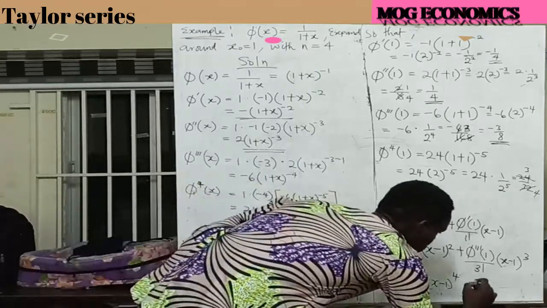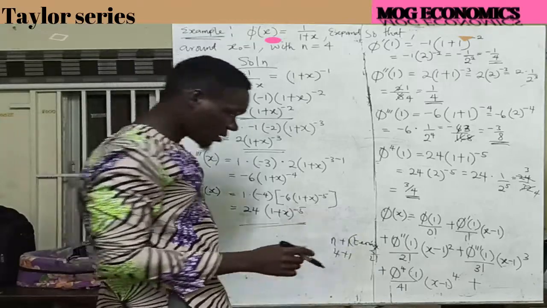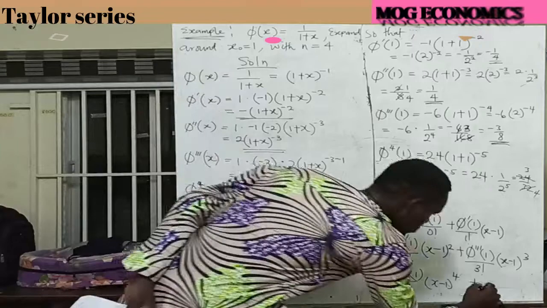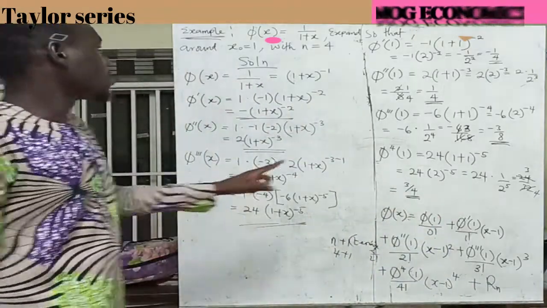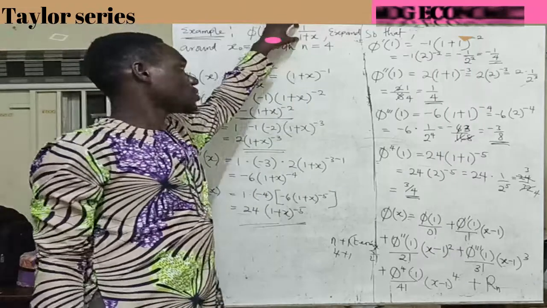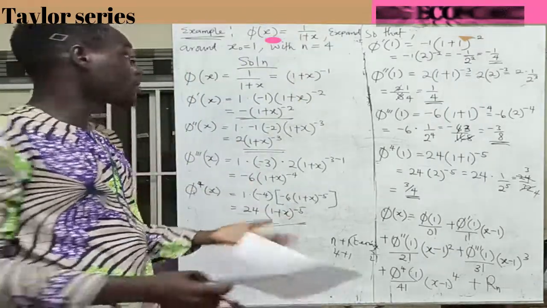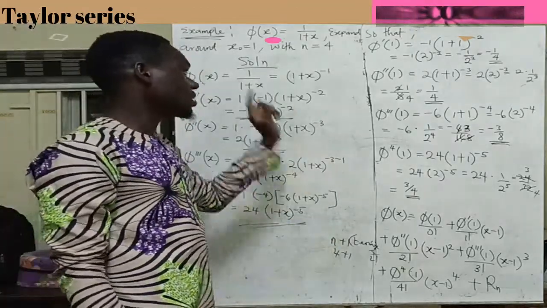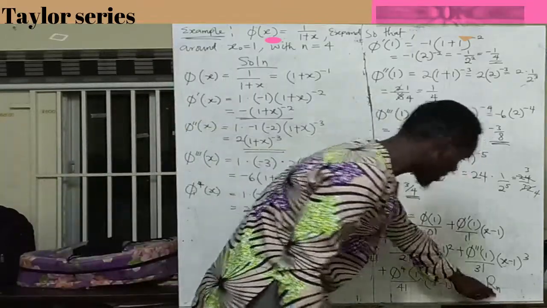Then lastly plus, in this case do not forget to introduce the remainder term, because the function we are dealing with here is not a polynomial function. It's an arbitrary function, a function different from a polynomial function. So it's very possible we are going to have a remainder. It's not going to be an exact approximation, so you need to leave the remainder term.